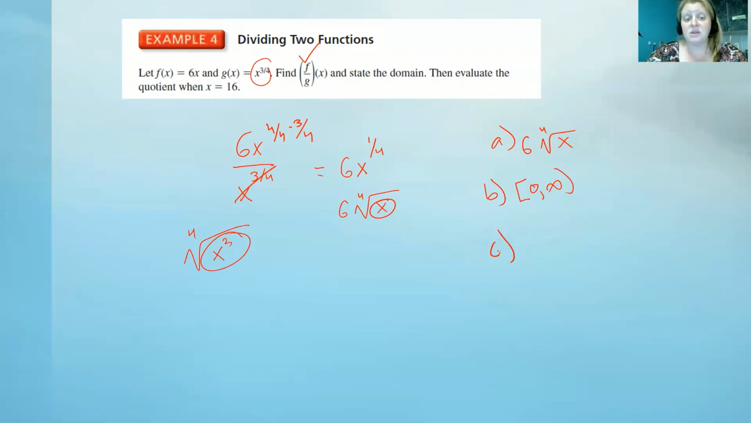Part C says, what is the quotient when x is 16? So you already have your formula for the quotient. You can just go ahead and substitute 16 in here. The quartic root of 16 is 2. 2 times 6 is 12, so I get 12.